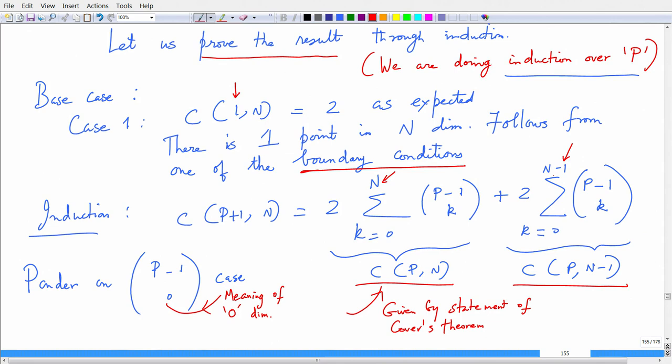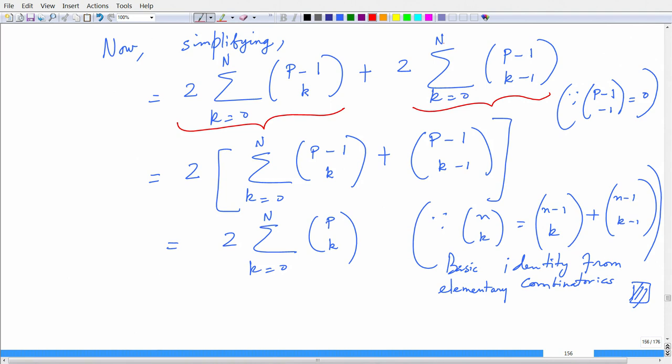To make the upper index also be n, I just readjusted the k minus 1 term that is appearing here and let this go from k equals 0 to n, right. Now this is valid, so we pull the 2 out, we have 2 summations, so we will group them together. This is the summation k equals 0 to n of (p minus 1 choose k) plus (p minus 1 choose k minus 1), within the red braces.